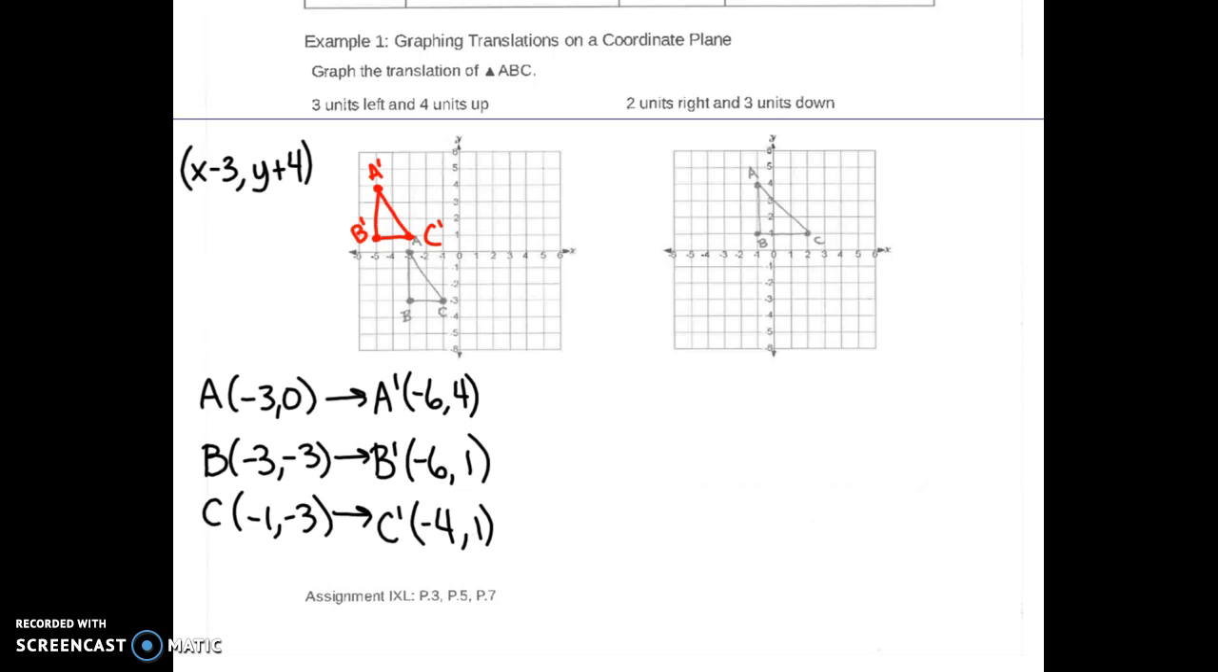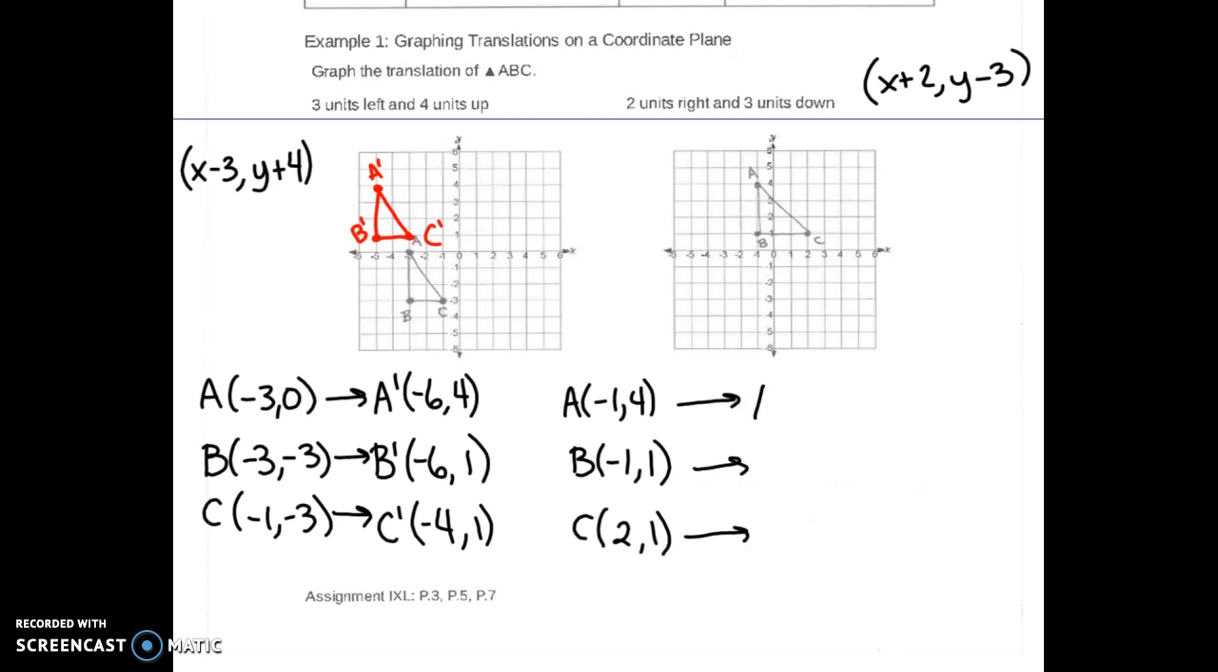So we need to do the same thing for the second one. So 2 to the right and 3 down. So that's going to be X plus 2 and Y minus 3. So our points of A, B, and C. So A is negative 1, 4. B is negative 1, 1. And C is 2, 1.